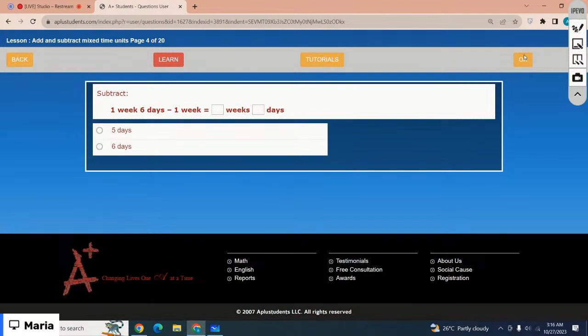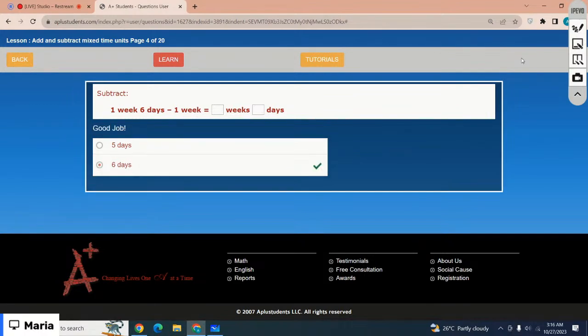Okay, 1 week 6 days minus 1 week. So which is the correct option? The correct option is, yes, you have to subtract, so that would be just 6 days. The correct option is 6 days. Very good.